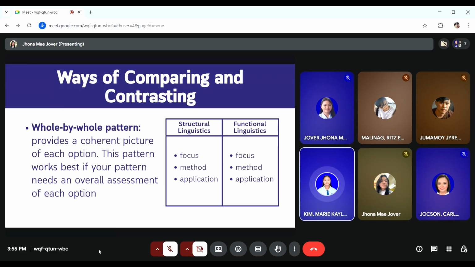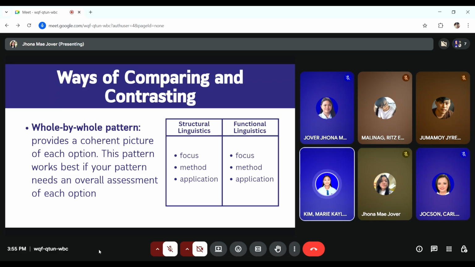The first organization pattern is the whole by whole pattern. This pattern provides a coherent picture of each option. It works best if your paper needs an overall assessment of each option. In this method, we discuss one subject completely before moving to the second subject.